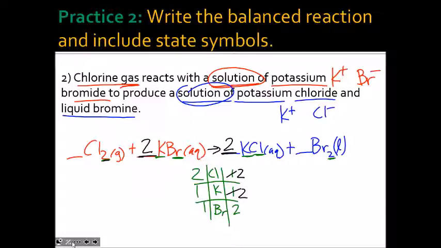Oh, by the way, real quick, just to quiz ourselves, what type of reaction is this? Did we identify the type? Yes, it is a single replacement. It's one of the anion switches. We have bromine switching with chlorine. So this is a single replacement for those that are interested.